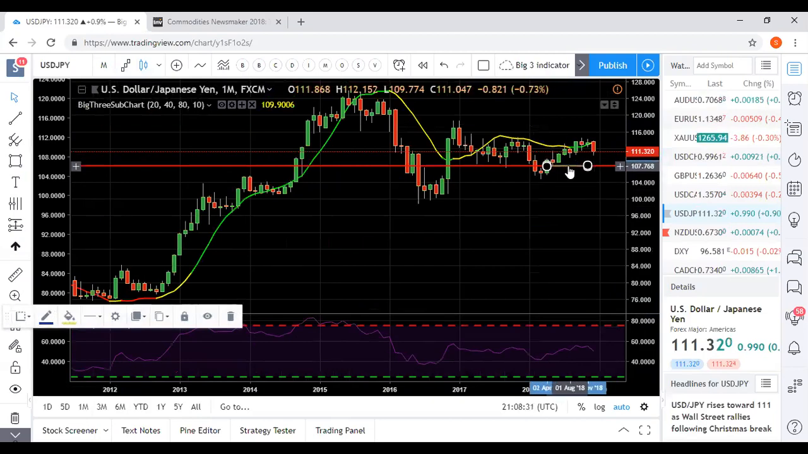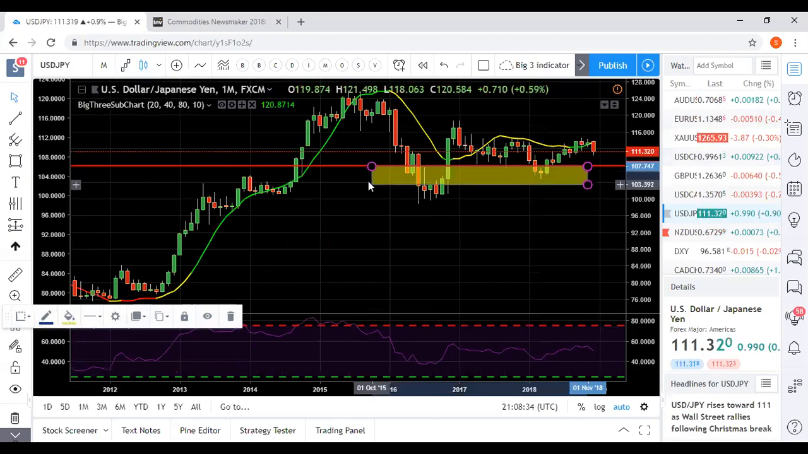108 is the region. As you can see, if I expand my rectangle, there's a potential that it might possibly come all the way down in this region and then start going back up again. Until then, it might keep dropping and coming down.